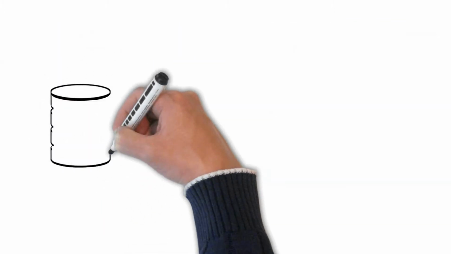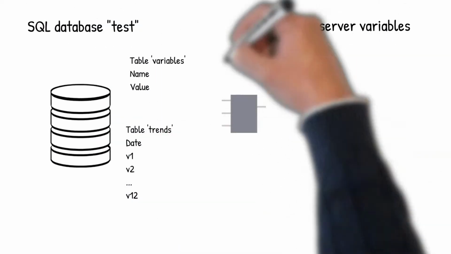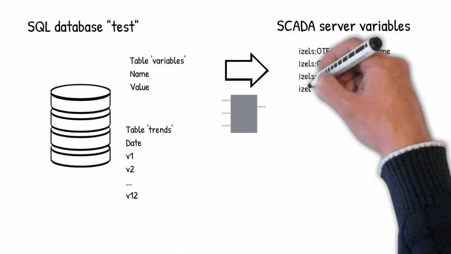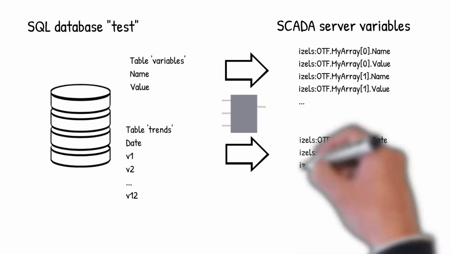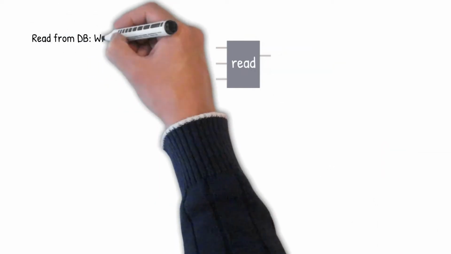To do so, we would like to have functionality which copies the values of the row name and value to an internal namespace called something like itsel's OTF my array 0 name, value, 1 name, 1 value, etc. And the same thing for trends, where this function should copy all the rows to an internal namespace too. To support this, we have two functional blocks.